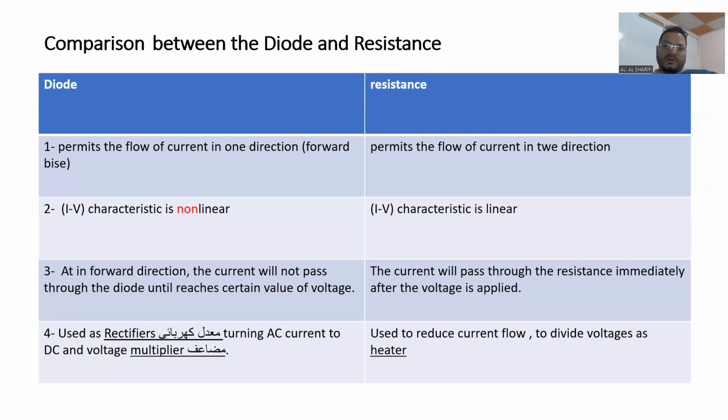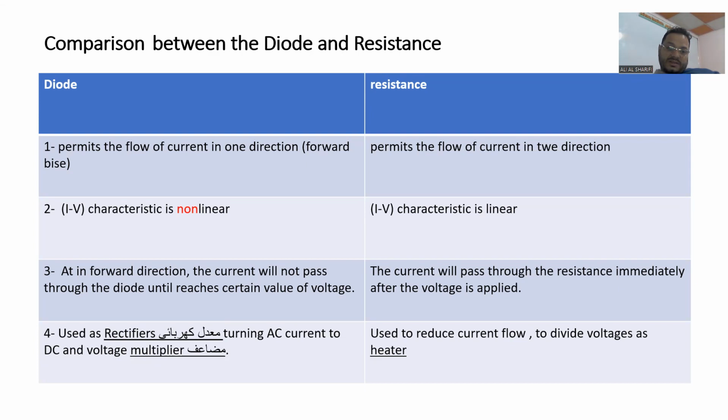Here is a simple comparison between the diode and resistance. A diode allows current to flow in just one direction, and a resistance permits the current to flow in two directions. A diode's IV characteristic is non-linear. It starts by acting like a line, and after that, at some specific voltage, it increases exponentially, but the resistance IV curve is definitely linear.